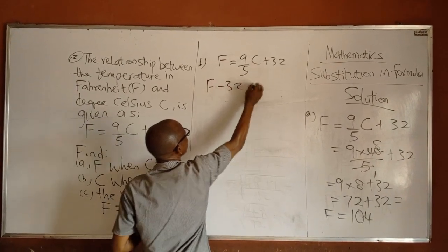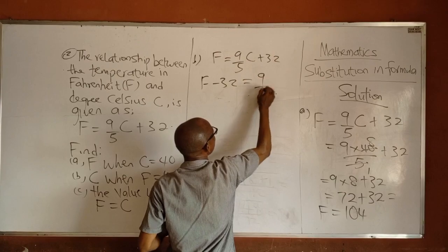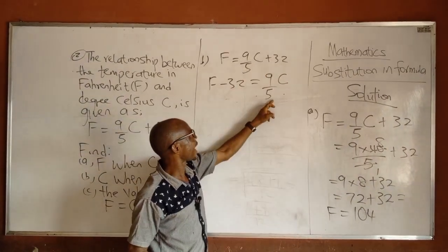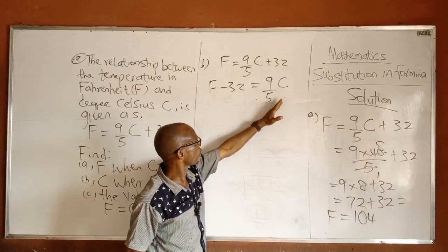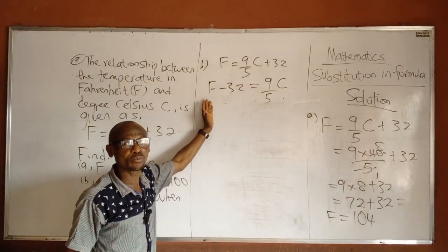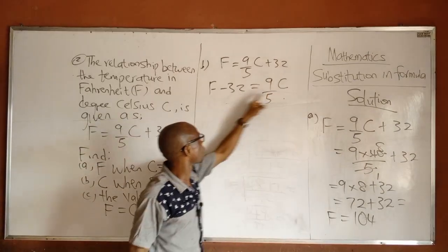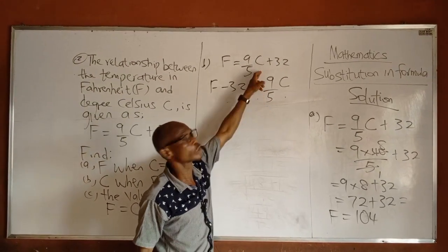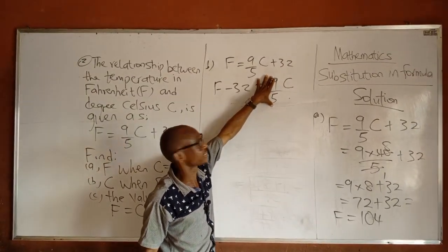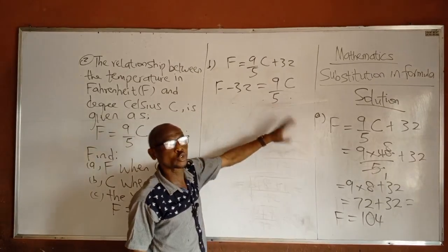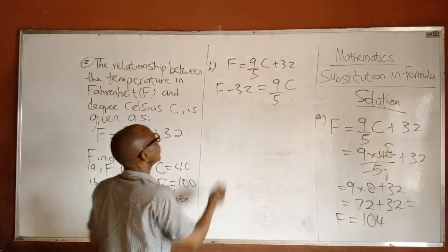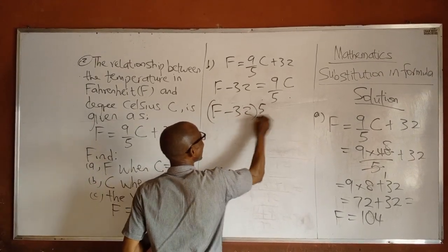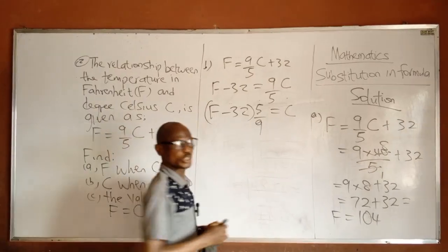So we now have F minus 32 is equal to 9/5 C. Then to pull our 9/5 from this side of the equation to the other side, what do we do? 9 is multiplying here, so we are going to divide by 9, and 5 is dividing here, so we are going to multiply. So we are using the inverse of 9/5 to multiply. What we have becomes F minus 32 times 5/9 is equal to C.